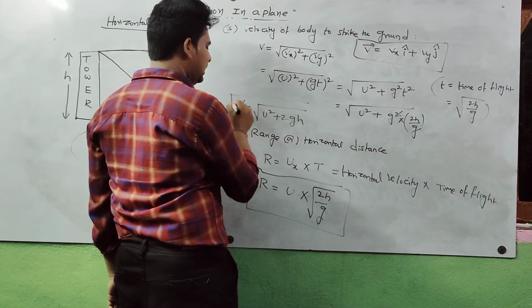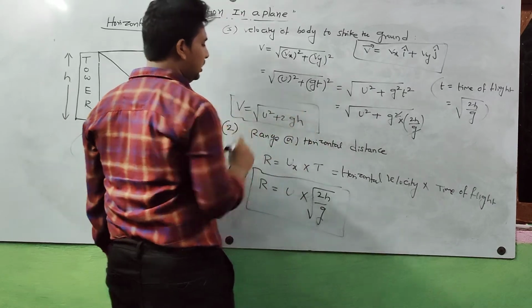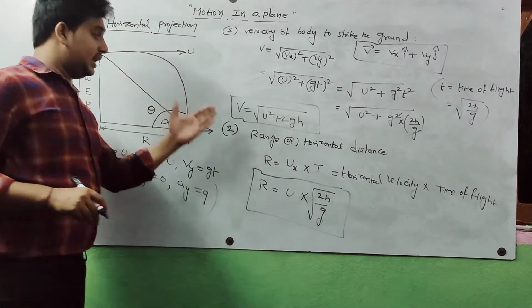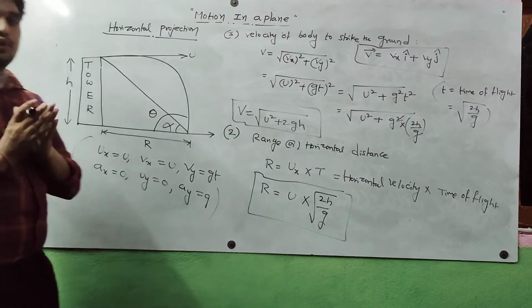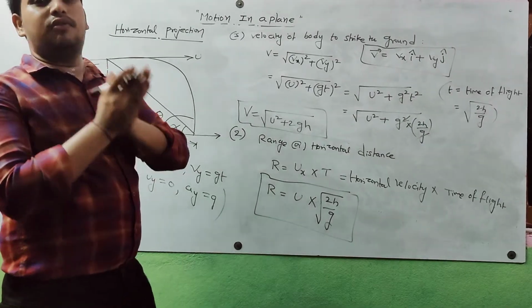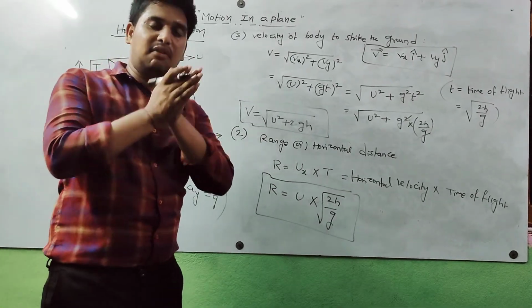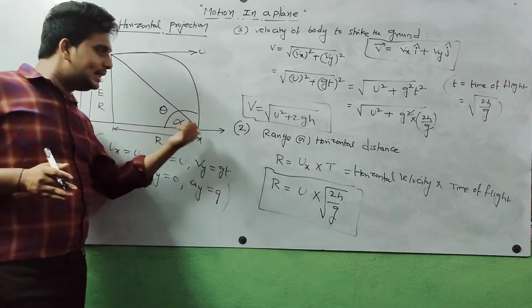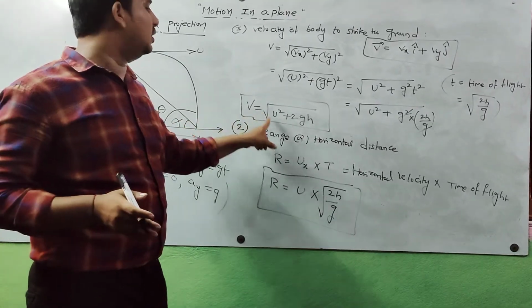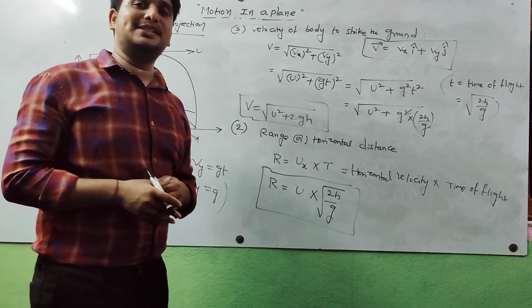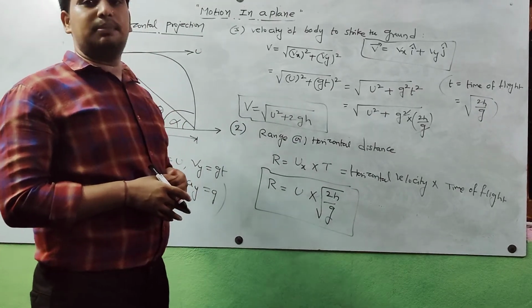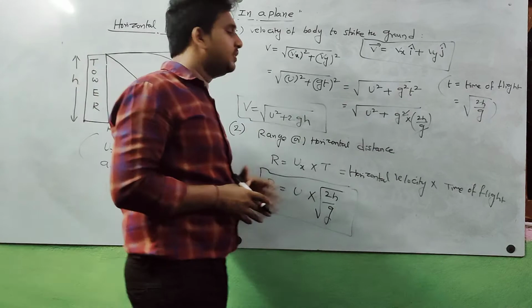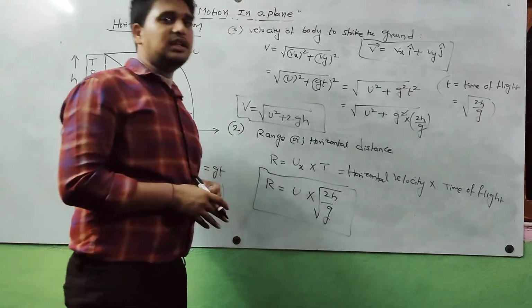This is a very important formula. Whenever a body is projected horizontally from a certain height or from a tower, the velocity with which the body hits the ground is V equal to square root of u square plus 2gh. This is the formula for final velocity.